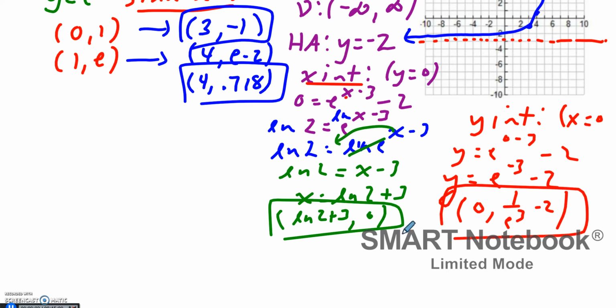There's a lot of good review in these two problems because you are solving equations within graphing, so I think they were worth our time.